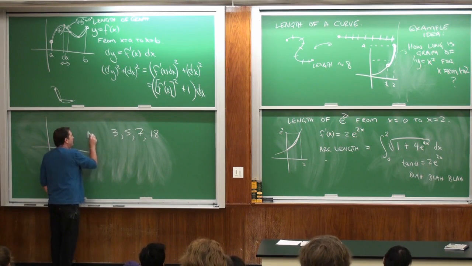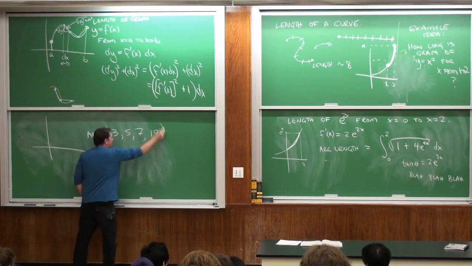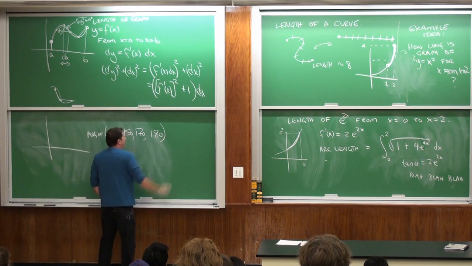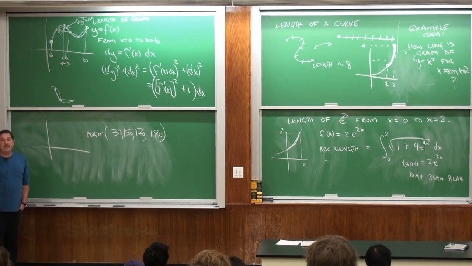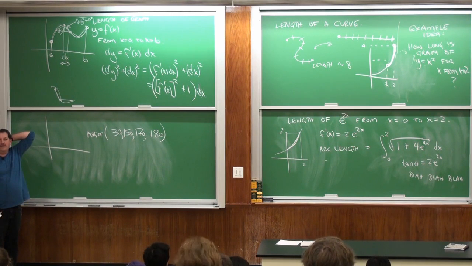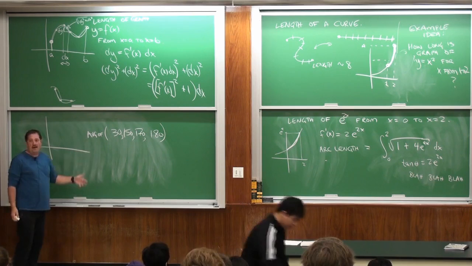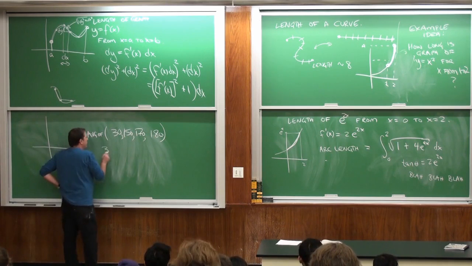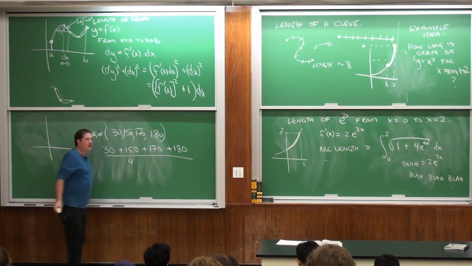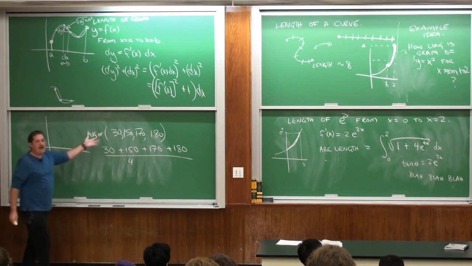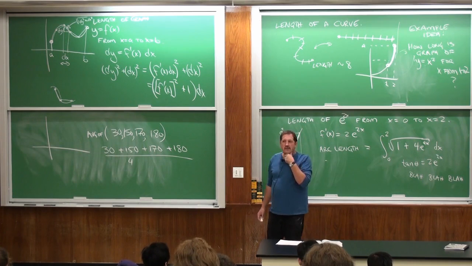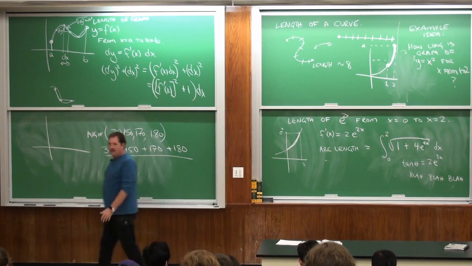What do I do? Should I be more generous? Okay, 30, 150, 170, and 180. There. These are four people's grades on the midterm. What is their average? To find their average, I add them all up and I divide by however many I have. So this is 30 plus 150 plus 170 plus 180 over 4. Suppose instead of having 4 grades, I have 400 grades that I want to average. I add them all up and I divide by 400.